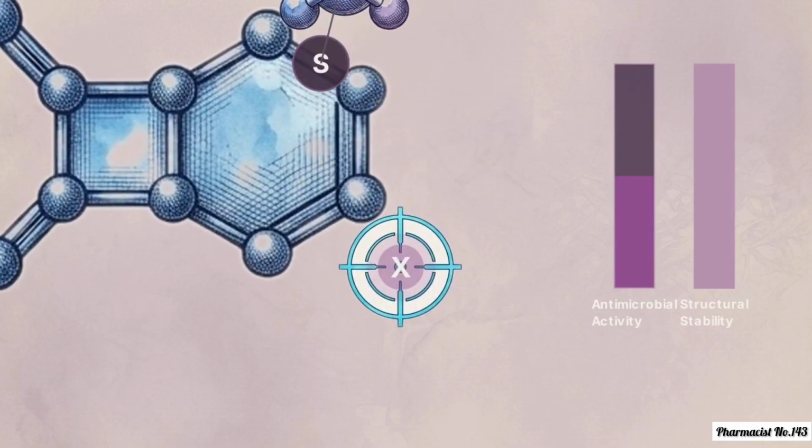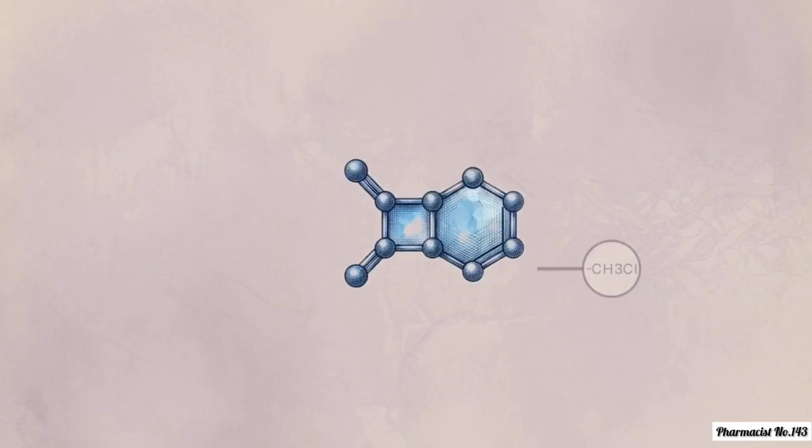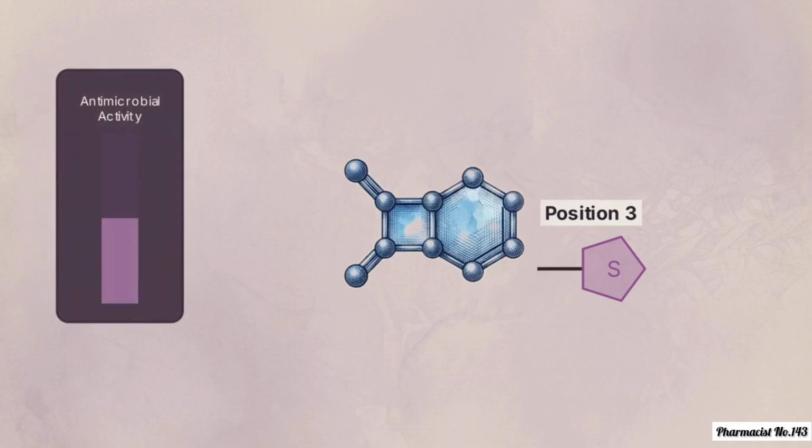Moving down the ring structure, we hit position 3, marked here by a generic X placeholder. Swapping this X out for a CH3Cl group structurally converts the molecule into an orally active compound, allowing it to survive the digestive tract. If you substitute a 5-membered heterocyclic ring at position 3 instead, the edit drives a much higher baseline of antimicrobial activity.